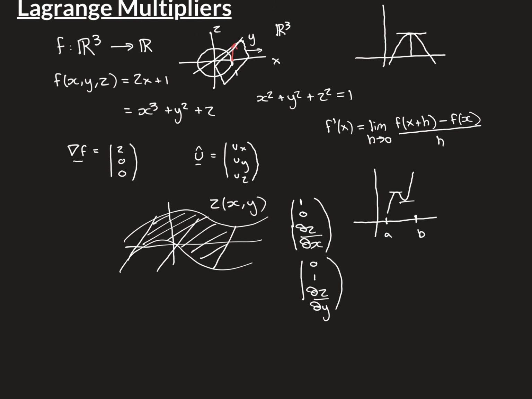Instead, what we're going to do is something really clever. Our surface, we're going to think of it as being a level surface for a function. So for instance, if I create a new function, which we'll call g, which is a real valued function of R3, and g is equal to x squared plus y squared plus z squared, then this surface, the unit sphere, is a level surface of this function. It's the level surface for g equal to 1.